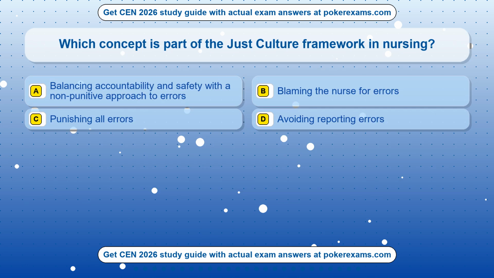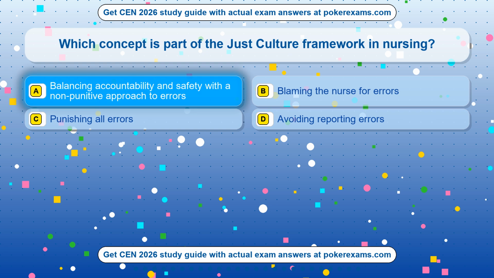Question 23. Which concept is part of the Just Culture framework in nursing? Option A, balancing accountability and safety with a non-punitive approach to errors. Option B, blaming the nurse for errors. Option C, punishing all errors. Option D, avoiding reporting errors. The correct answer is option A.